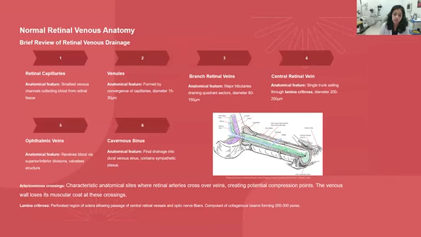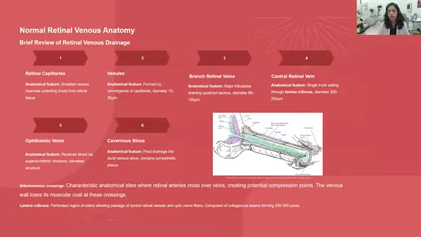The lamina cribrosa is important in central retinal vein occlusion because it is a perforated region of the sclera, allowing passage of the central retinal vessels and optic nerve fibers, and it's composed of collagenous beams forming about 200 to 300 pores. It's important to know the anatomy before we go on to the pathophysiology.